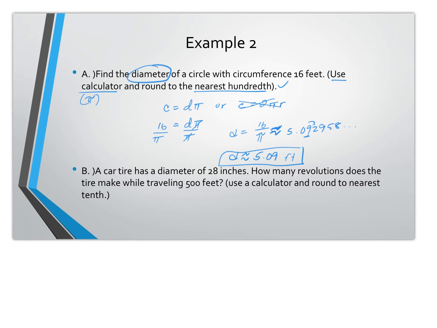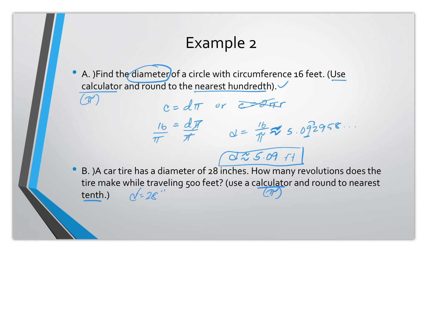When I go to B, it says a car tire has a diameter of 28 inches. So there's my diameter. How many revolutions does the tire make while traveling 500 feet? Use a calculator and round to the nearest tenth. So again, I have to round to the nearest tenth, and by using a calculator, that means it's going to want me to use pi in this.